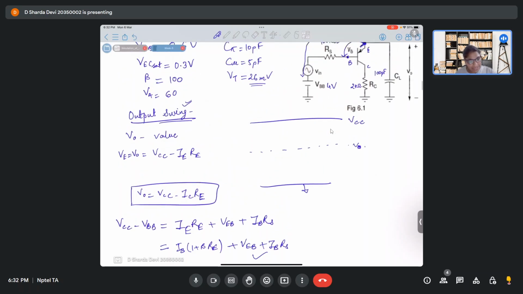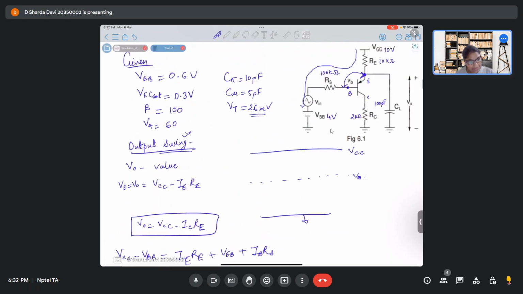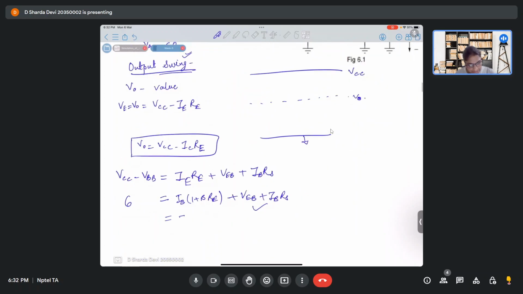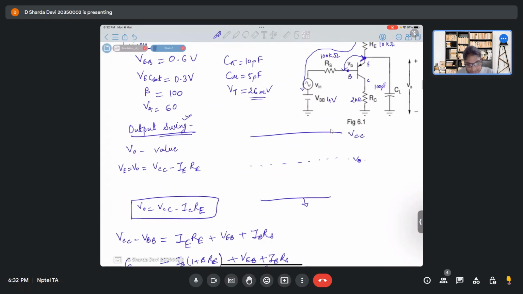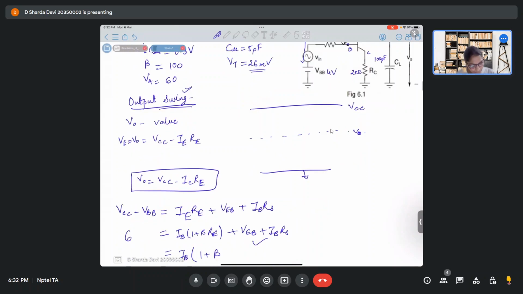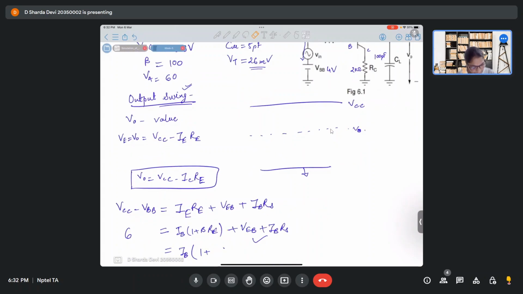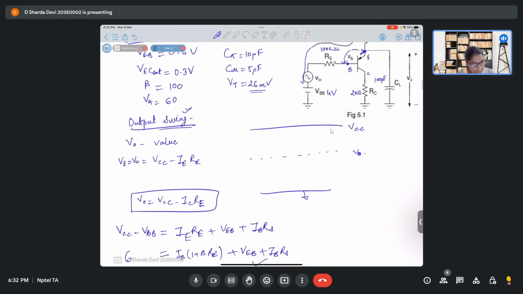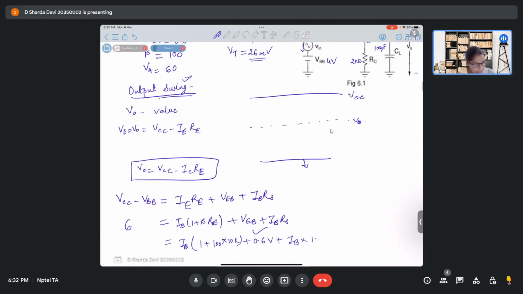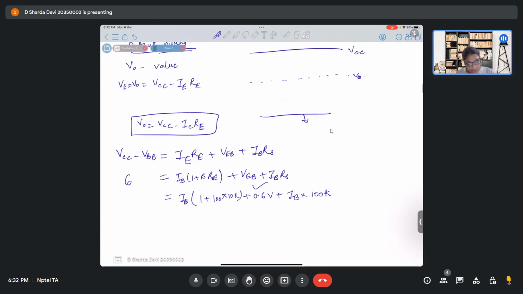VC minus VB is how much? It's 6. 10 minus 4 is IB times (1 plus beta) RE, that is 100 into 10K, plus 0.6 volts plus IB into RS. RS is 100K. So from here we'll get the value of IB. What is the value of IB that we are getting?